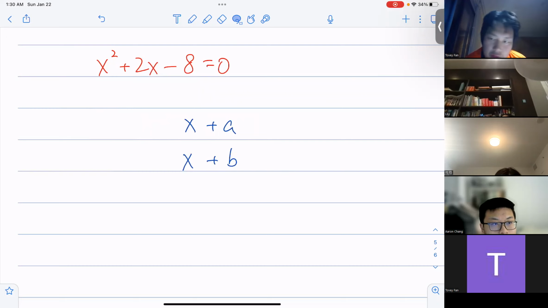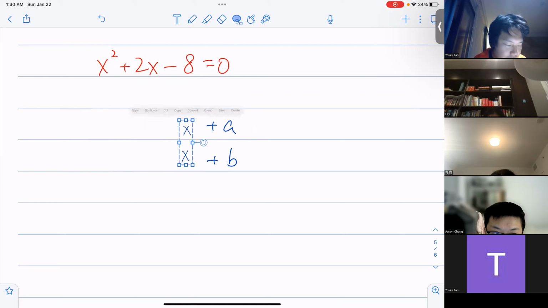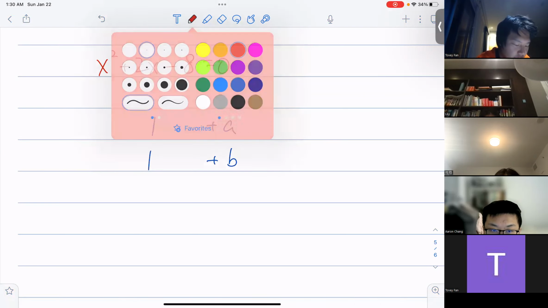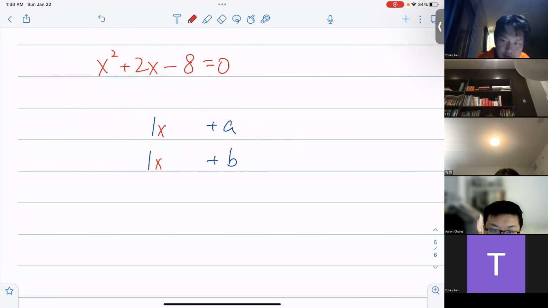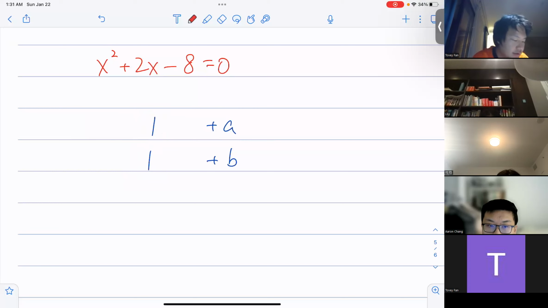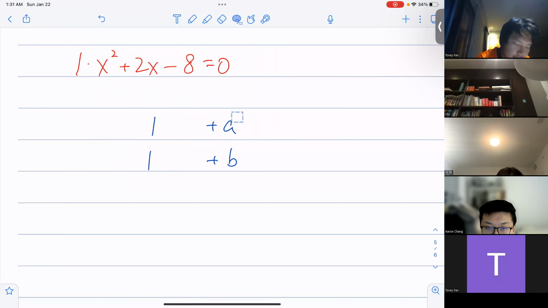And now, to further simplify this process, we can leave out x because we know that both of them should be x. So for the first term, we can actually just wipe them out and just put a coefficient here. So this one and this one, they actually mean 1x and 1x. They are the coefficient for the x term. But they are both 1 because the leading coefficient here is 1. Only 1 times 1 gives you 1.